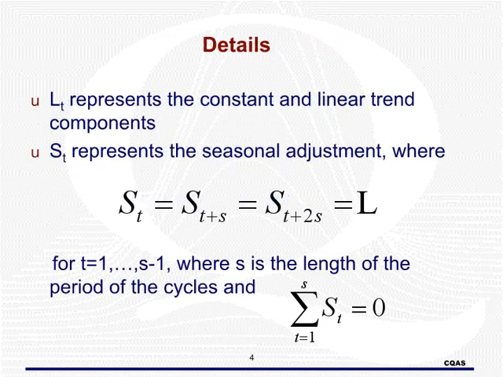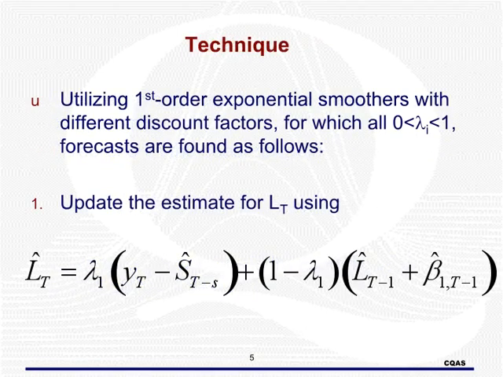Notice that the linear component has both a constant and a slope term. The seasonal adjustment is constant across the length of the entire period, here denoted as S. We also assume that the sum of the seasonal adjustments is 0. The forecasts are determined by using first-order exponential smoothers with not necessarily the same discount factors. The lambdas do need to be between 0 and 1.